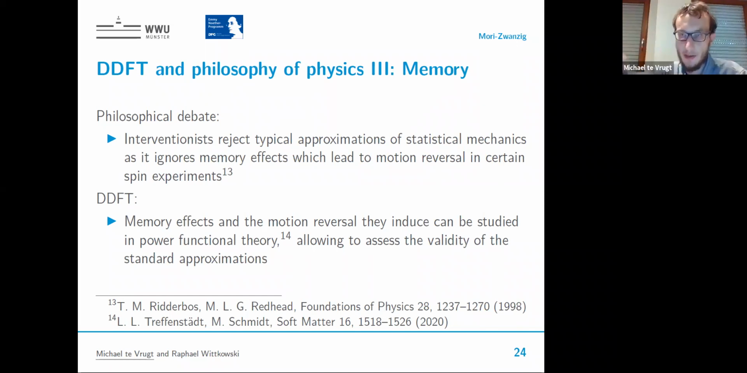And there are then lengthy discussions about motion reversal in spin systems. Motion reversal, not exactly of this type, has also been described in colloidal systems, namely using power functional theory, which is an extension of DDFT that includes, among other things, memory effects. Therefore, I would argue again, this could be an interesting thing to look at and then to like or to dislike for interventionists.